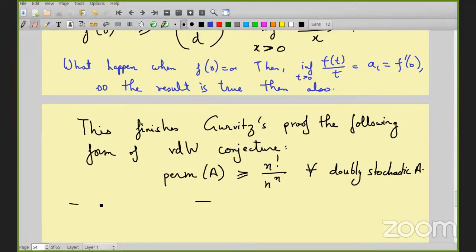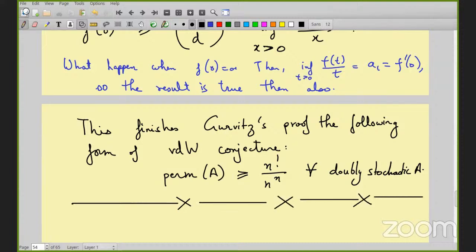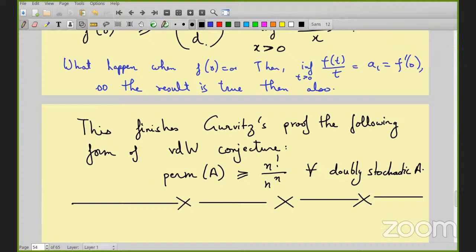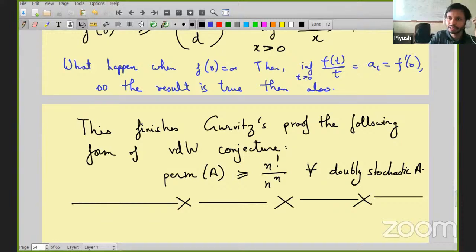Piyush? Yeah. So if we look at these doubly stochastic matrices, they are the convex hull of permutation matrices. But is the permanent as a function over this polytope concave? Sorry, no. The permanent is not convex, I think, but you can get similar behavior because it's multilinear.